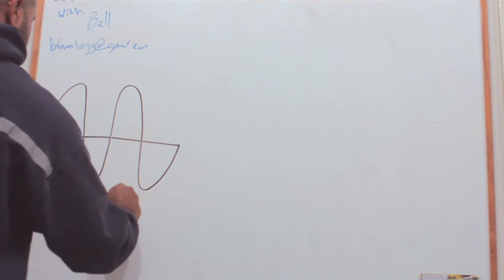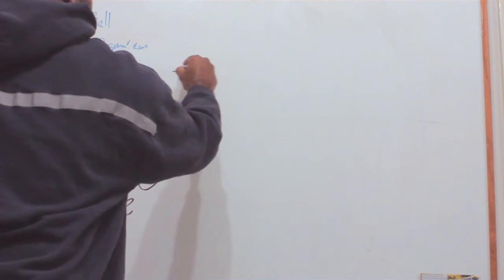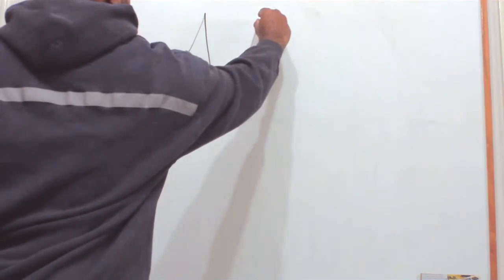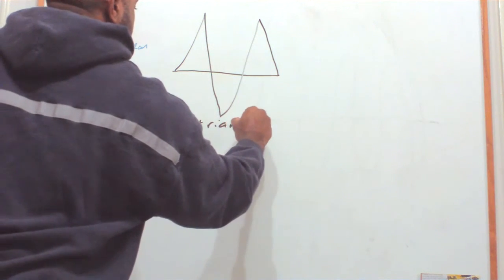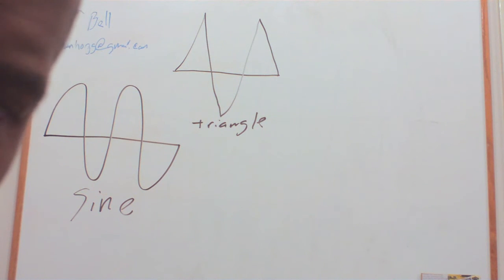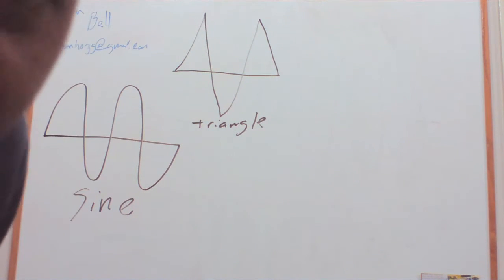Alright, that's pretty much your sine waveform. Now let's draw a triangle. Alright, now that's pretty much a triangle waveform right there. Alright, cool. Now let's draw your sawtooth, which is a pretty hard one. But it's similar to the triangle.